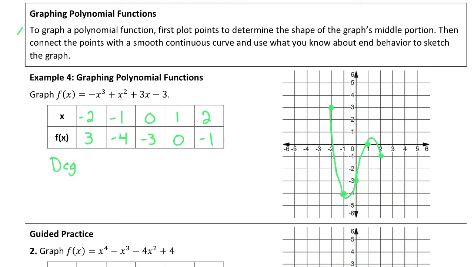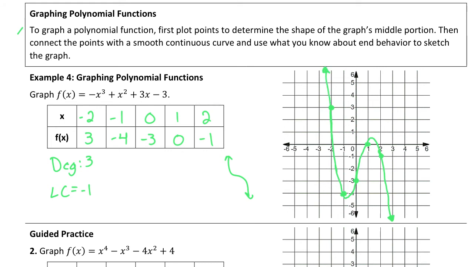Degree of this is 3. Leading coefficient is -1. So this is going to be a function, if we go back to our table from before, an odd degree function with a negative leading coefficient, meaning it's going to have end behavior looking something like this. As x goes to positive infinity, this is going to go down with an arrow. And then as x goes to negative infinity, meaning to the left, the y values are going to go up to infinity.